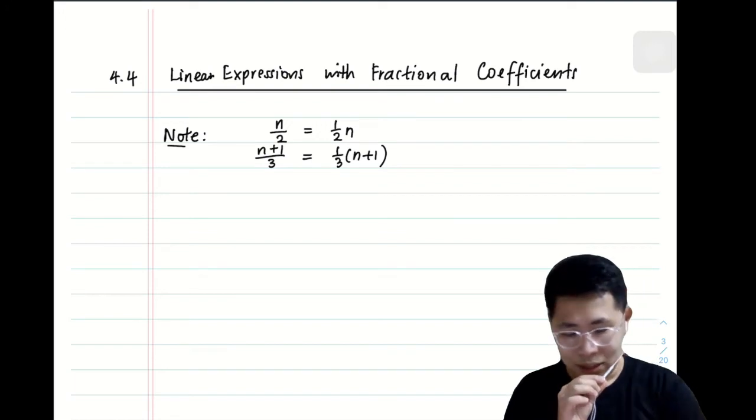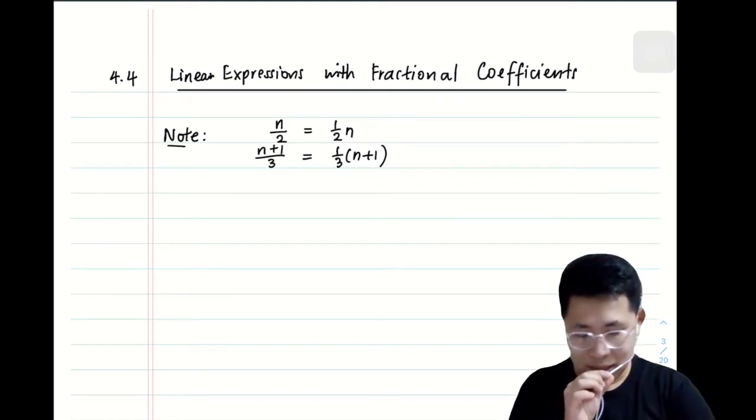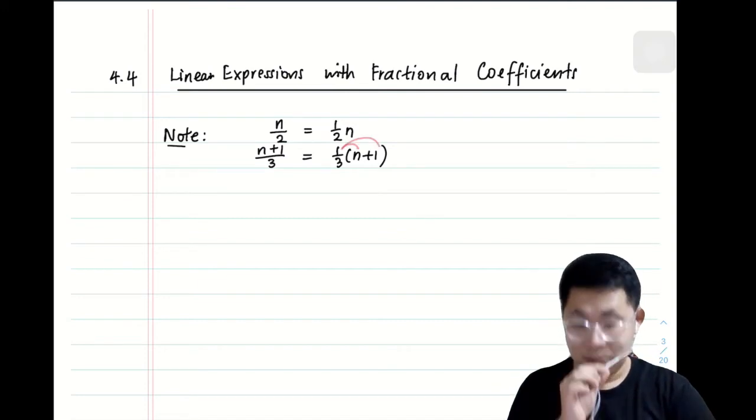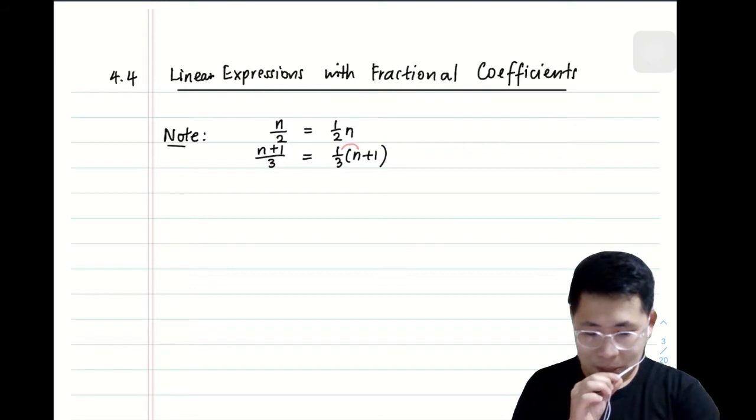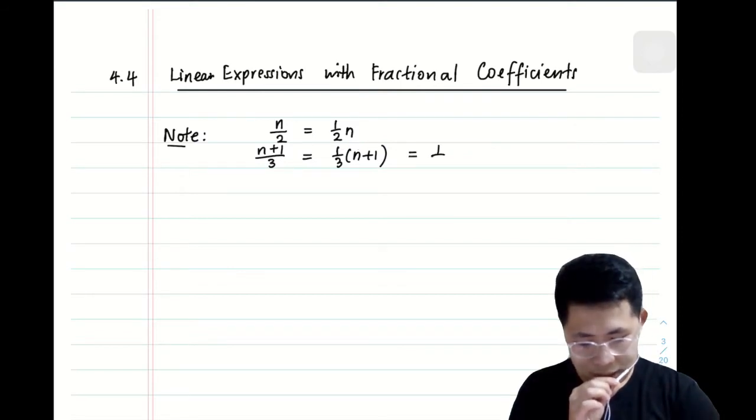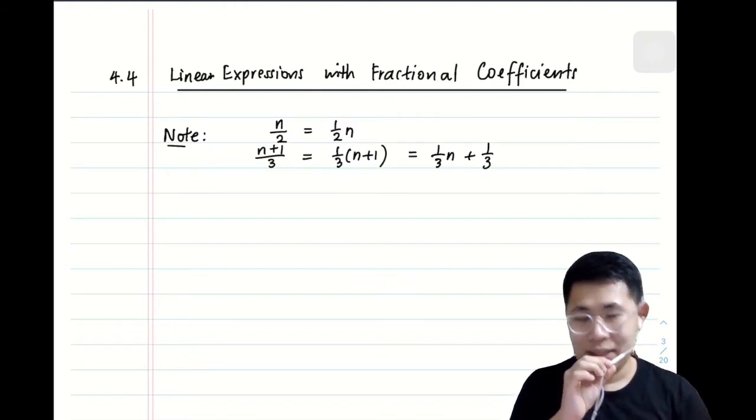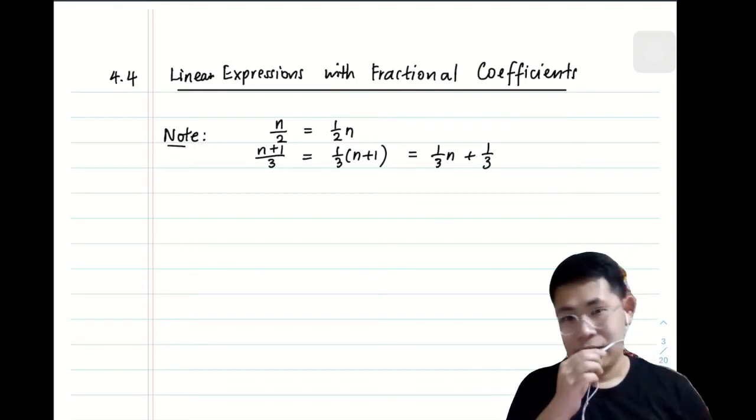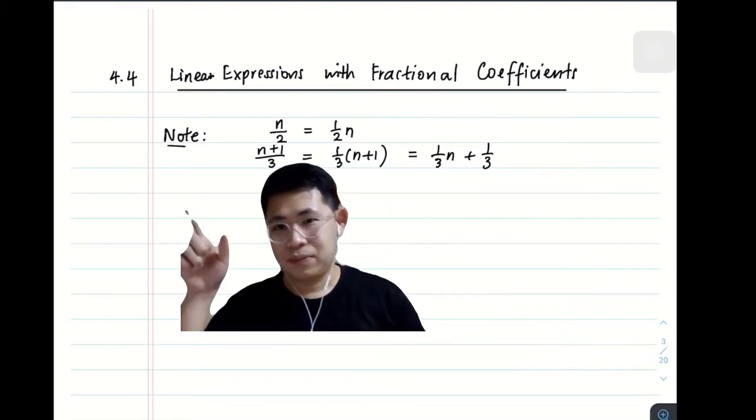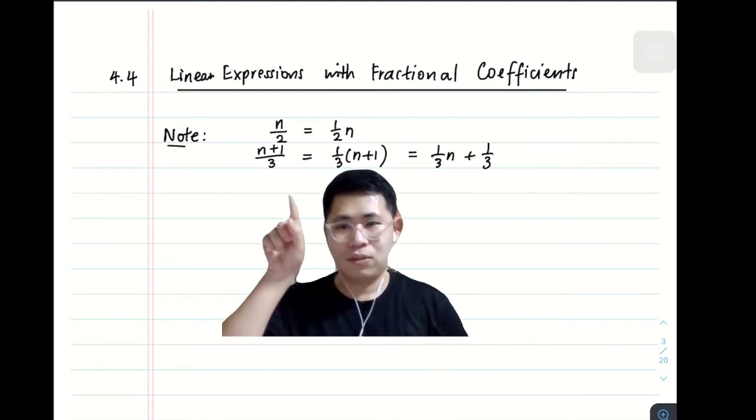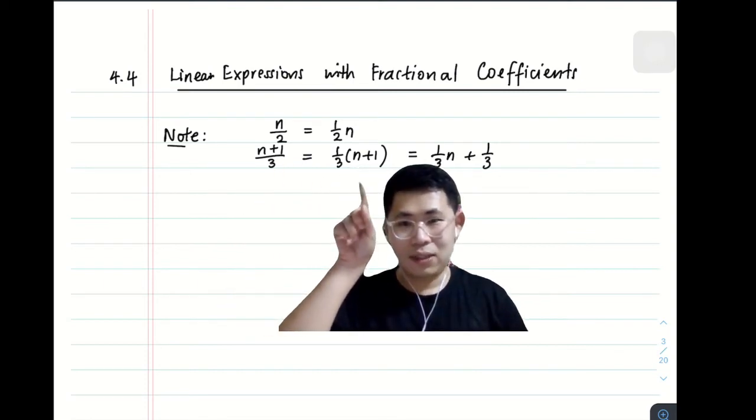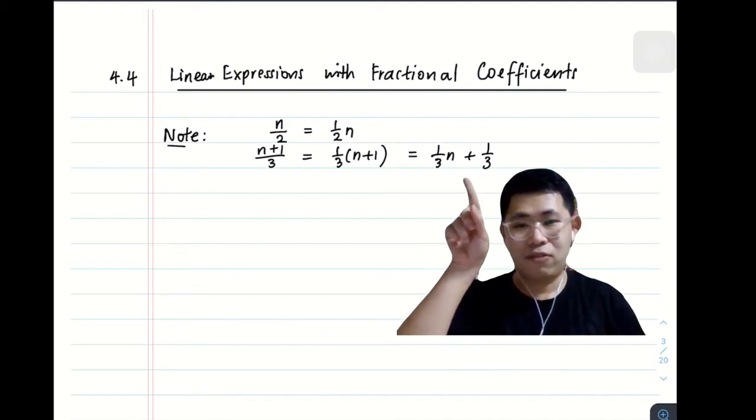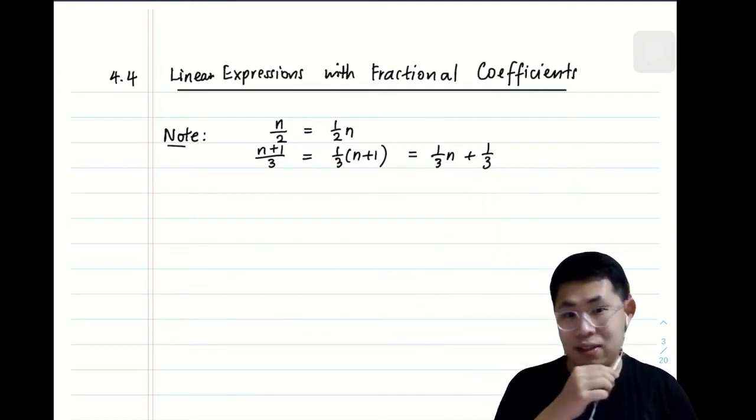Another form you can look at is 1/3 times n plus 1. When you expand this, you get 1/3 of n plus 1/3. So these three things we call equivalent: the first one, the second one, and the expanded form. All of these are equivalent.